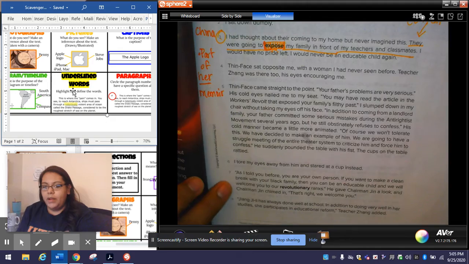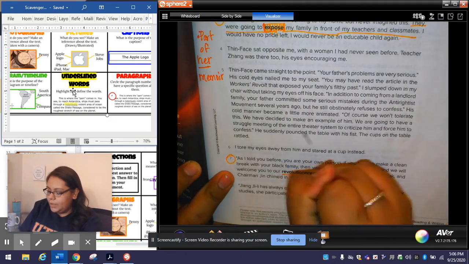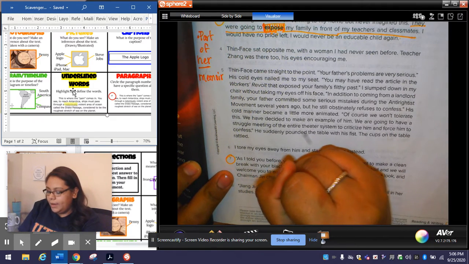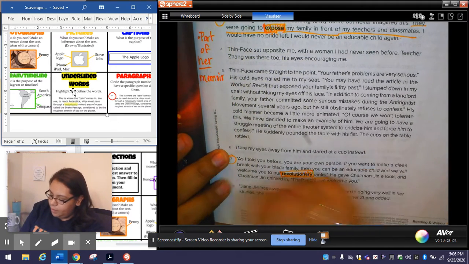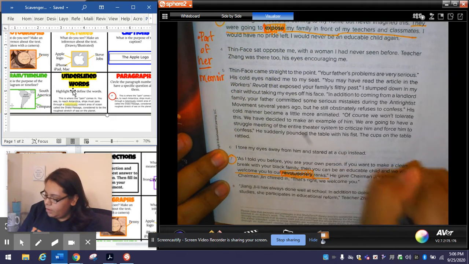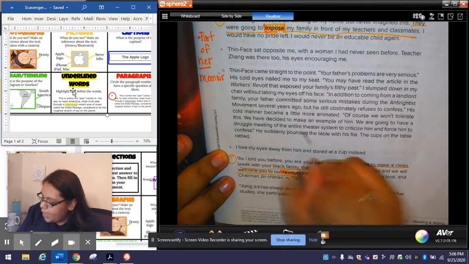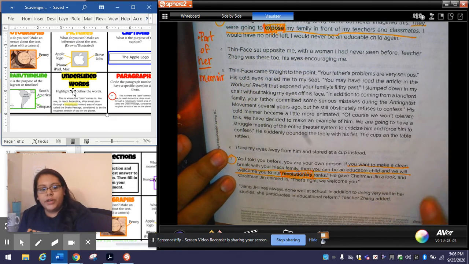I'm going to take a look at paragraph number 7. I see one right here. Our word is revolutionary. I'm going to highlight it in yellow so I can still see it. And then I'm going to underline the sentence that it comes from. If you want to make a clean break with your Black family, then you can be an educable child and we will welcome you to our revolutionary ranks.